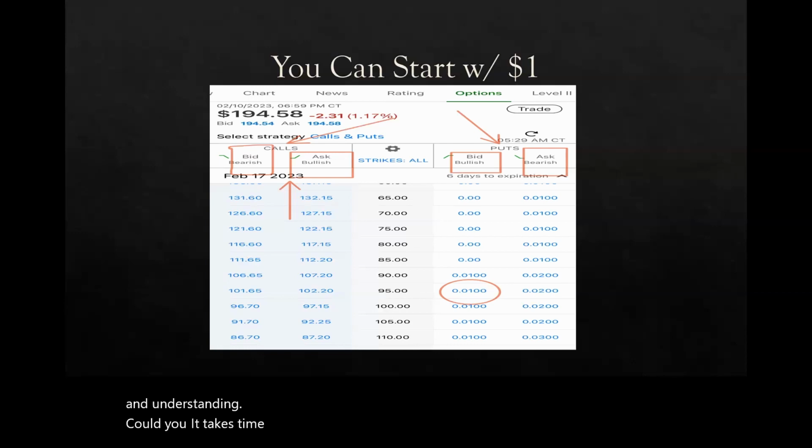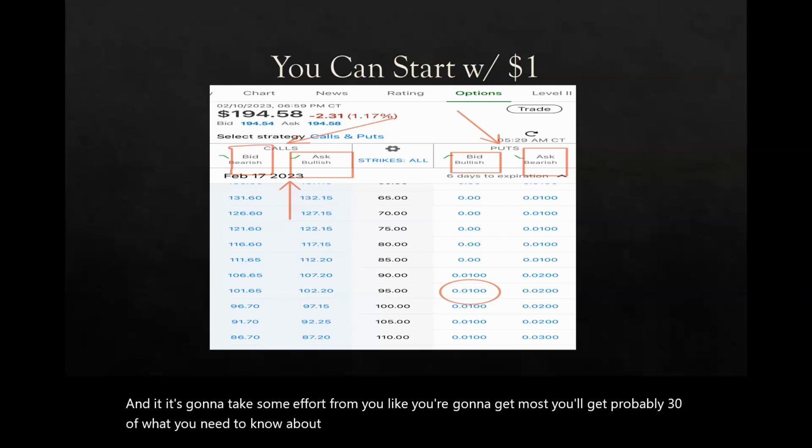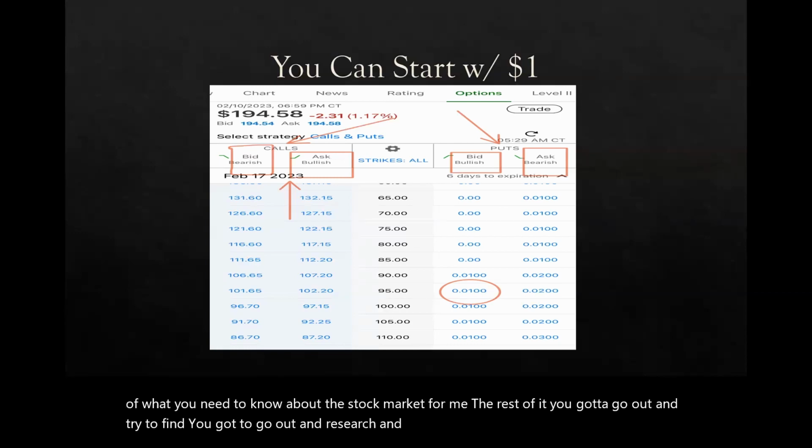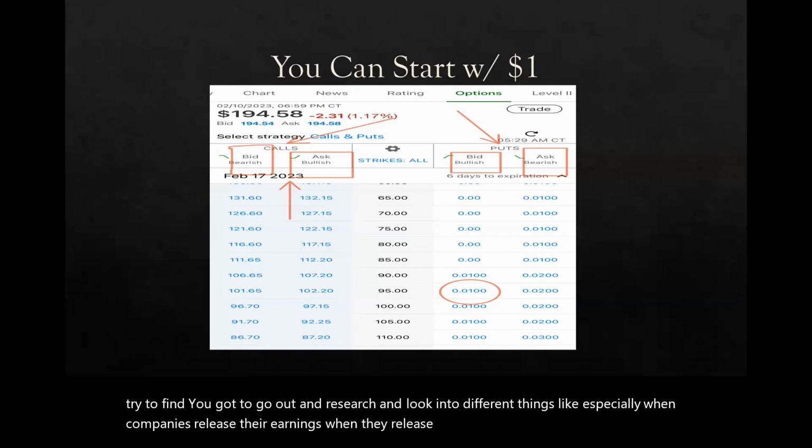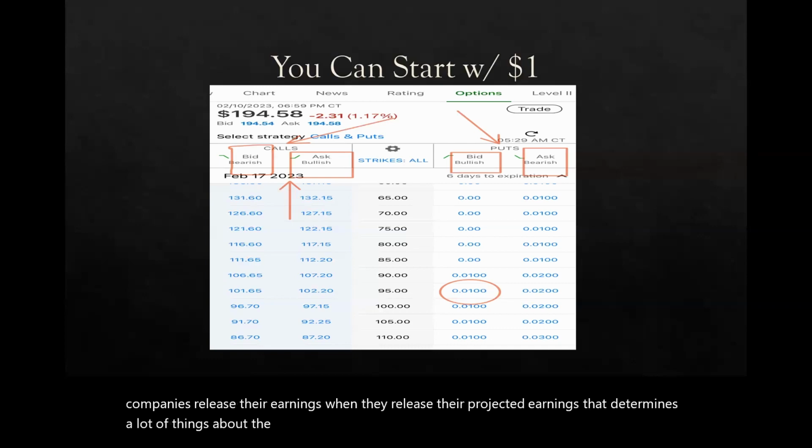You're not going to learn everything you need to know in this call today. It's going to take some effort from you. You'll probably get 30% of what you need to know about the stock market from me. The rest of it, you got to go out and find. You got to research and look into different things, especially when companies release their earnings and projected earnings, which determines a lot about the stock. You'll start getting yourself involved in things that you normally didn't look at.